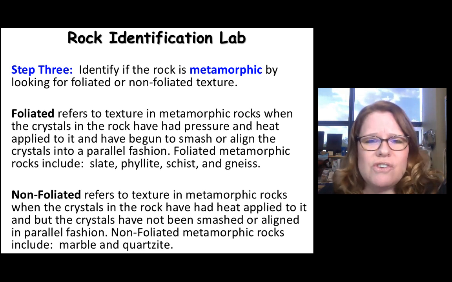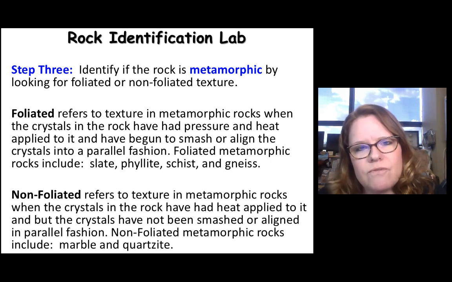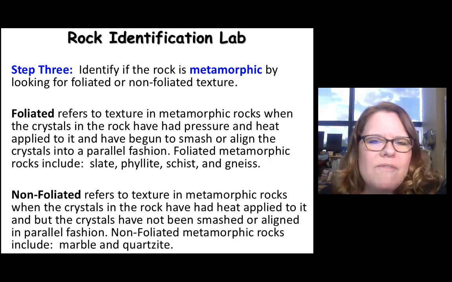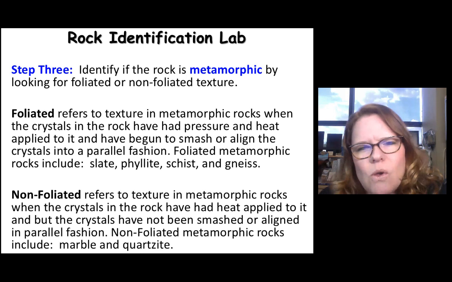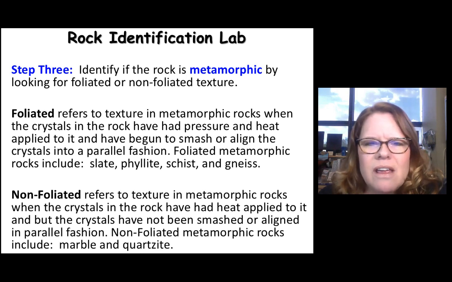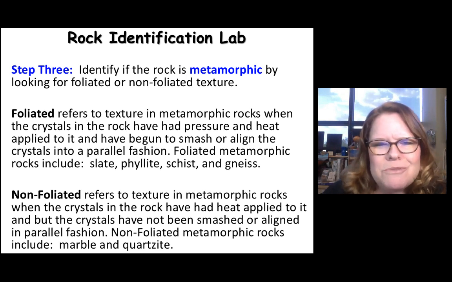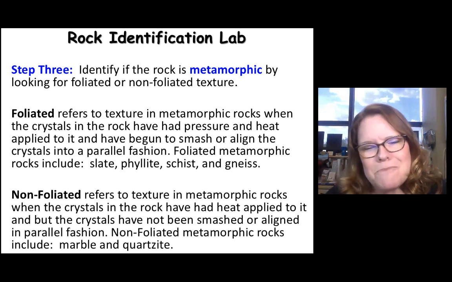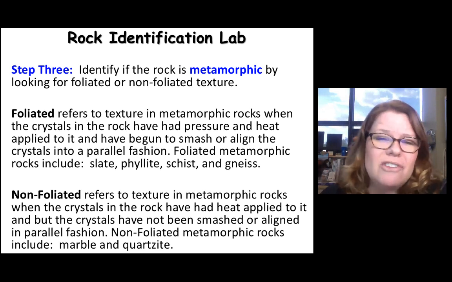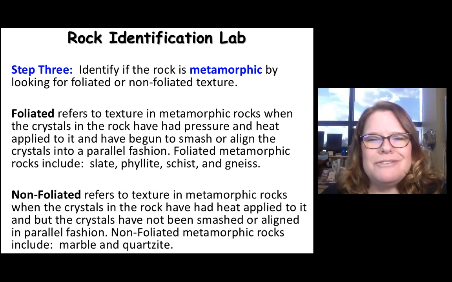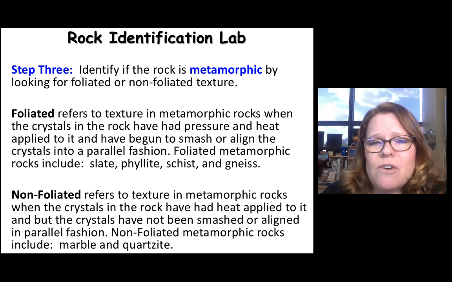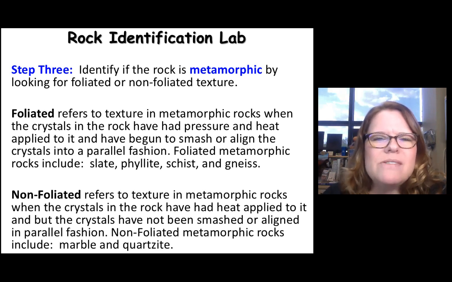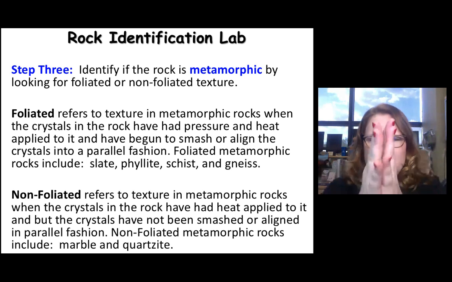So there are two textures, foliated and non-foliated. So like I can't apply foliated and non-foliated to igneous, and I can't put the igneous texture terms of phaneritic and aphanitic and apply those to metamorphic. Same thing with sedimentary. They each have two descriptive terms for their textures, and the ones for metamorphic are foliated and non-foliated. So foliated refers to metamorphic rocks that basically have their crystals squashed.